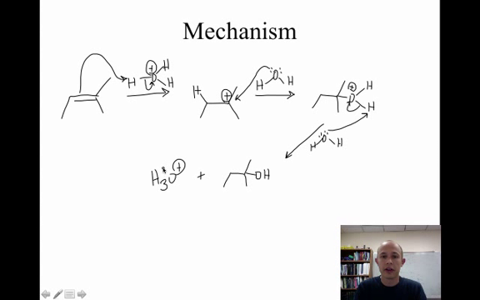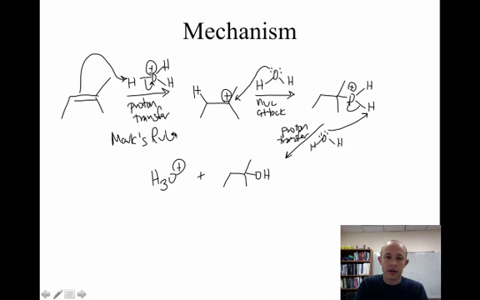I want you to be familiar with this mechanism. Remember, this is proton transfer. This is nucleophilic attack. And this is proton transfer. And remember that the hydrogen goes to the less substituted carbon. This is called Markovnikov's rule. And that's just to generate the tertiary carbocation, which is more stable.